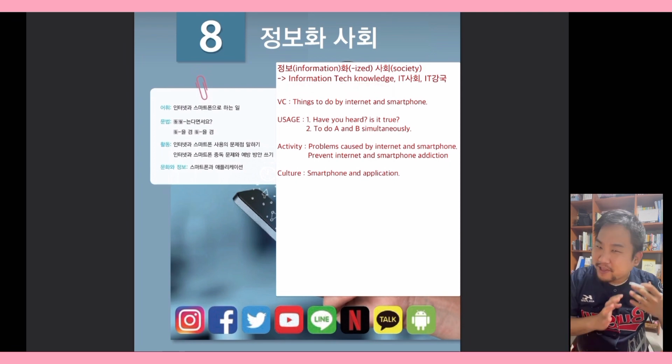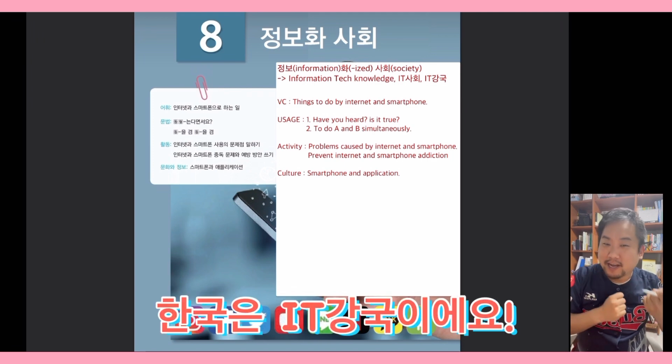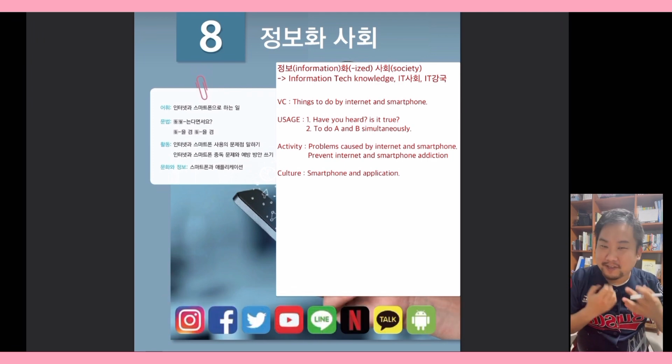So when Koreans describe their country, we usually say IT 강국. 강 is strong, 국 is country. So IT strong country. When you meet Koreans, maybe you meet Koreans every day, Koreans love to hear that: 한국은 IT 강국이에요. So try to use it.